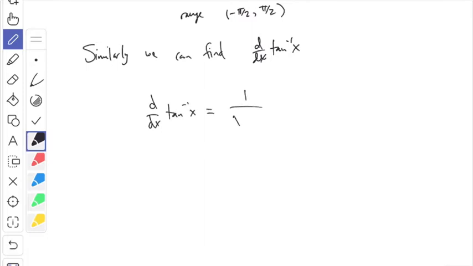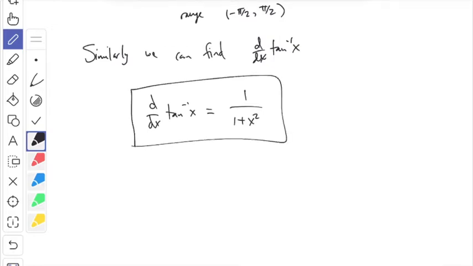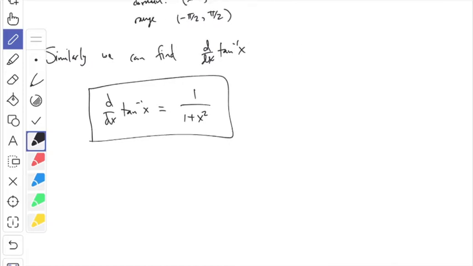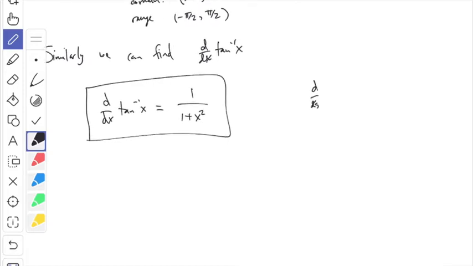1 over 1 plus x squared. This is the derivative of the arctangent. The way you would figure this out is exactly like we did for the sine and cosine. I don't think we need to go through the details. I will just refresh your memory that the derivative of the arcsine, or the inverse sine, is 1 over the square root of 1 minus x squared, which is a little more taxing to deal with. But the arctangent one is nicer.